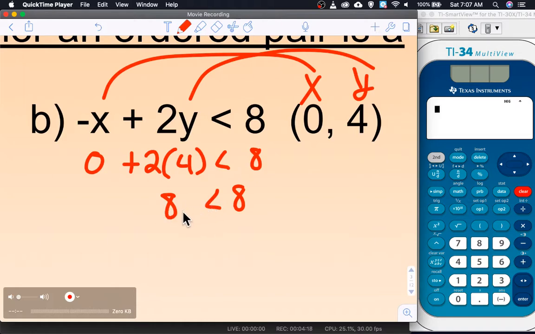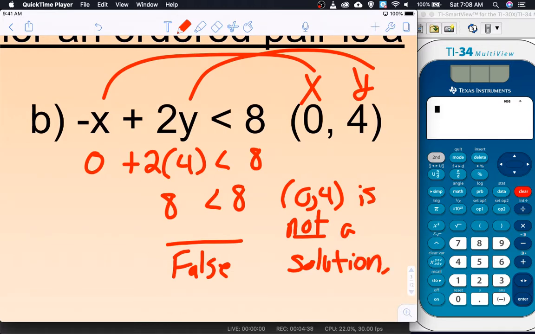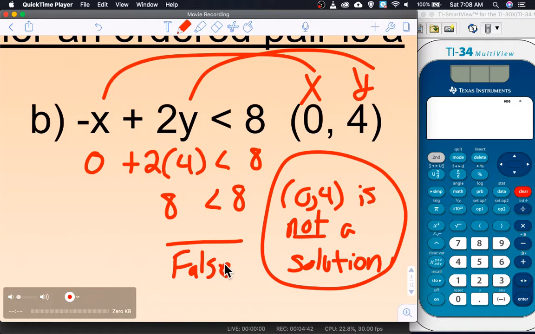Is this true? Is 8 less than 8? No, that's false. That's not true. 8 is not less than 8. It's equal to. So 0, 4 is not a solution. When we plug the point in, the math did not work out. It came up with something that was false. So this is not a solution.